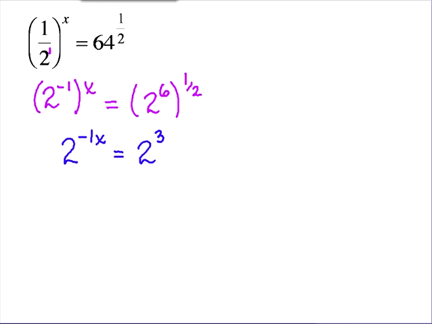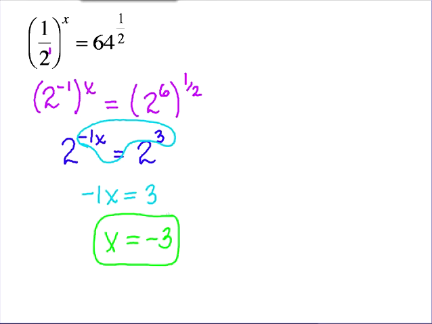So basically, if you didn't catch what we did, we took negative 1 times x, got negative 1x. We took 6 times 1/2, which is 3. Now all I have to do is set my exponents equal. So negative 1x equals 3. Divide by negative 1, so x equals negative 3.